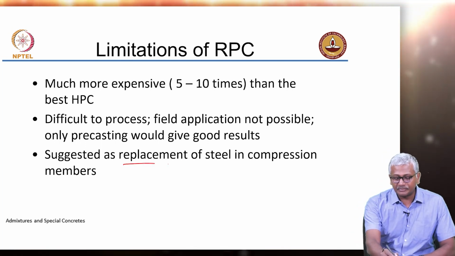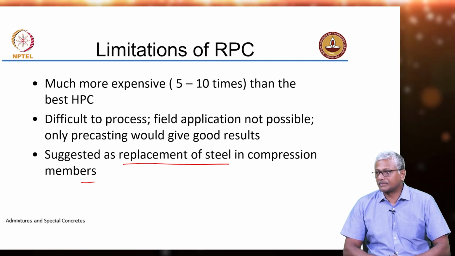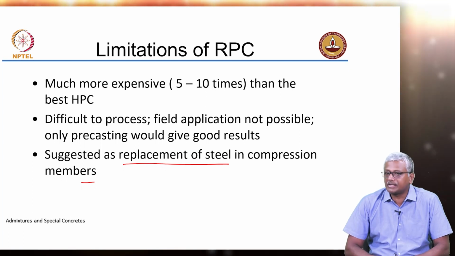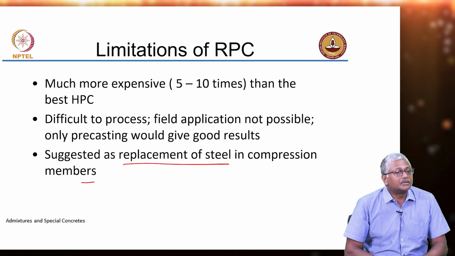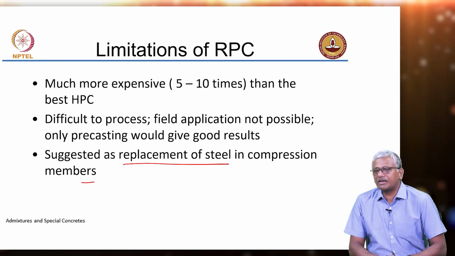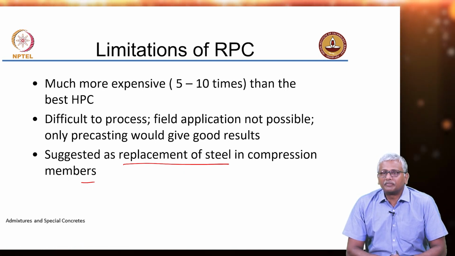Now you can think about using them as replacement of steel in compression members, and that could be a very good application because steel has to be protected significantly against corrosion. Here, if you can avoid steel altogether, you only have steel fibers. Do steel fibers corrode? They could, but is that a problem?